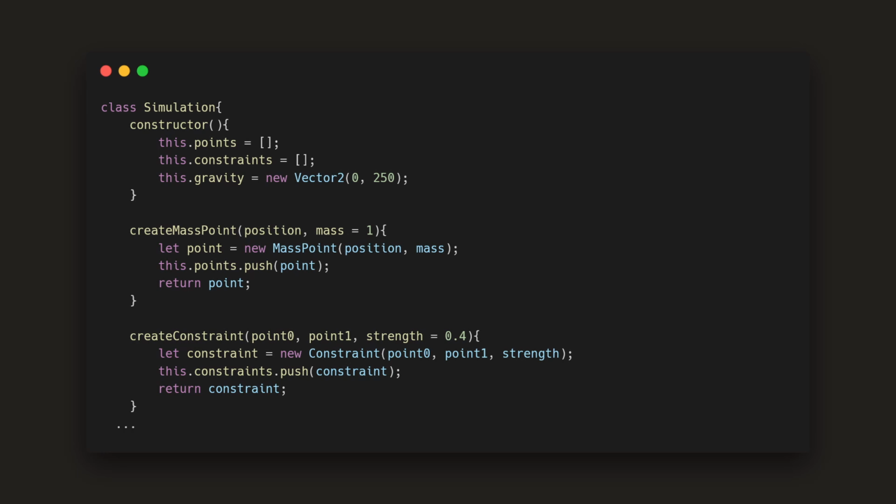Notice the constructor no longer creates any points or constraints directly. That responsibility moves to the playground. Also note that gravity is now 250 instead of 150. The glove is now heavier, so it needs stronger gravity to look right.